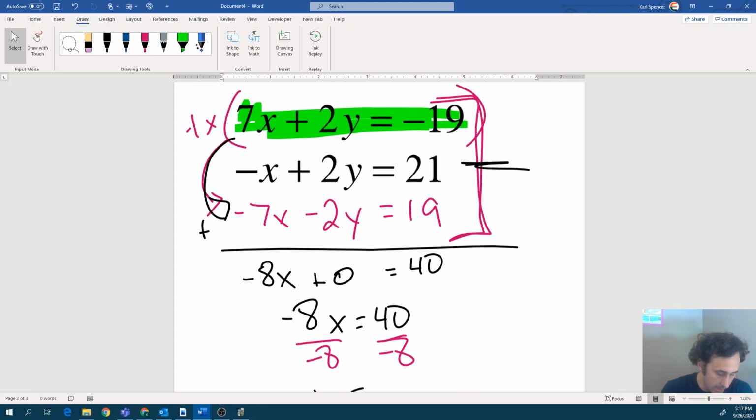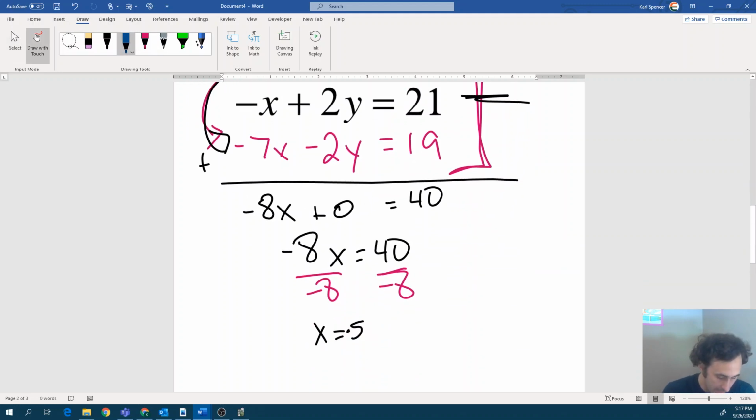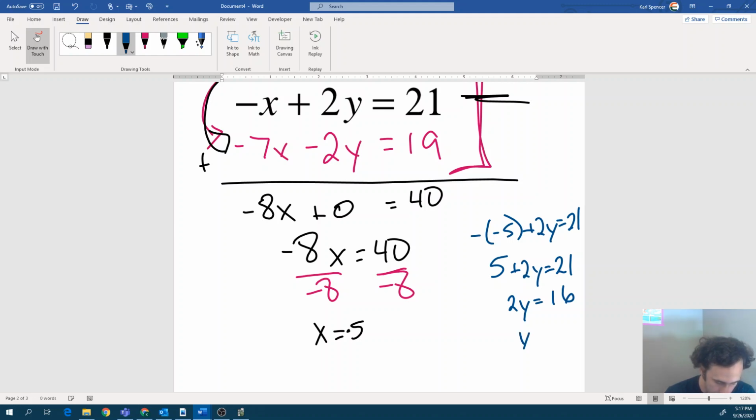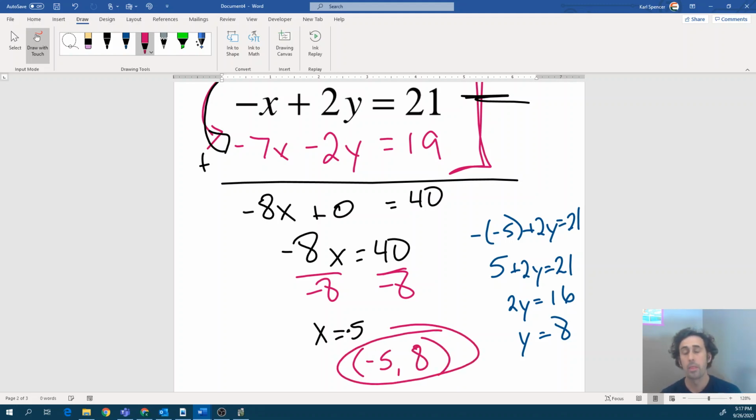So if I plug in negative 5 into that equation, I get the negative of negative 5 plus 2y equals 21, or that is 5 plus 2y equals 21. Subtract the 5 over, I get 2y equals 16. Divide by 2, I get y equals 8. So I get a final answer, negative 5, 8. That would be the point where those two lines would intersect.